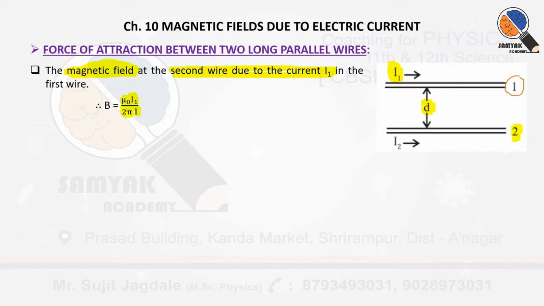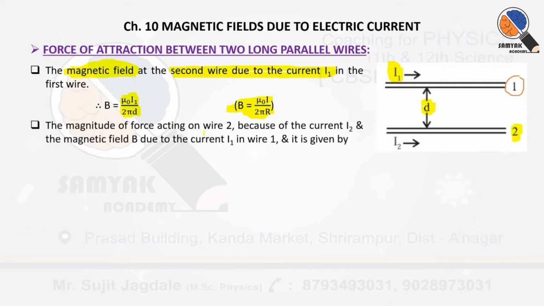magnetic field or magnetic induction on the second wire, which is created due to the current I1 which is flowing through the first wire. So here we had referred to which formula? This one formula. I had mentioned it in the bracket. So you can refer to this formula to obtain the expression for current I1. Now the magnitude of force acting on wire 2 because of the current I2 and the magnetic field B due to the current I1 in the wire 1.